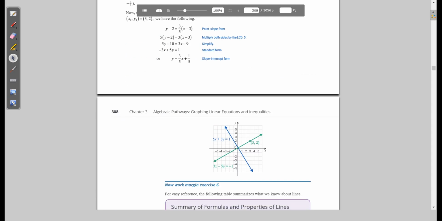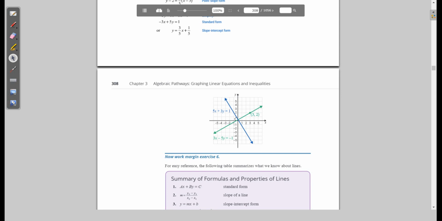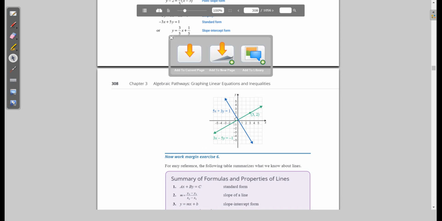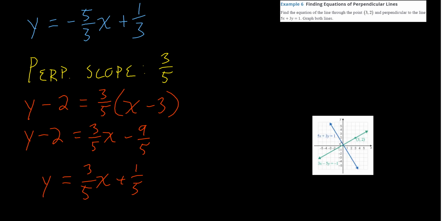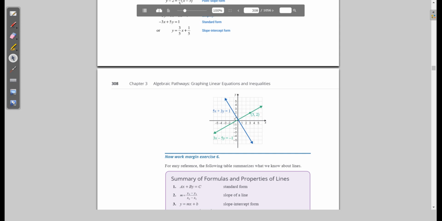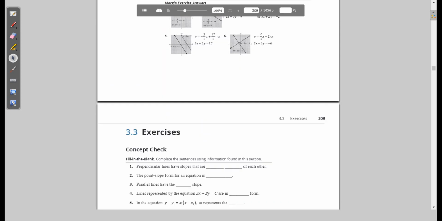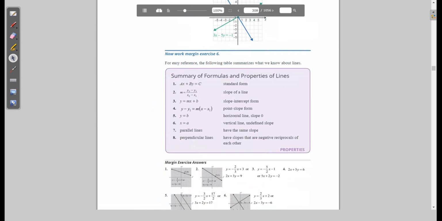Let's go ahead and snip the graph again. And we can see that, oh, I did it in blue. Nice. So the blue is my 5x plus 3y is equal to 1. And the green, passing through the point (3, 2), we do indeed see that we create a line that is perpendicular. Right. Was that it? Okay, that's it.